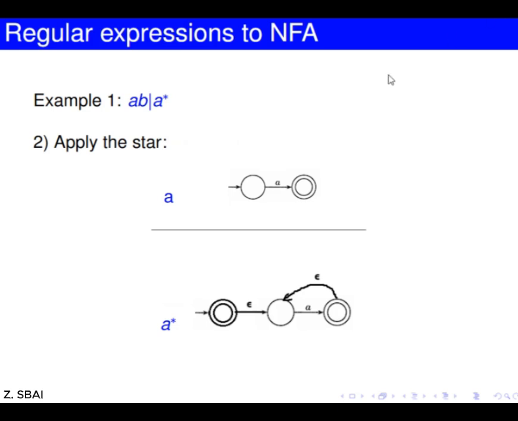Then we may apply the star to the symbol a. So we'll take the automaton related to the language a and apply the star operator on it, which says that from the final state we are going back to the initial state via an epsilon transition, and we are adding an initial state which is also an accepting state and will relate it to the old initial state via the transition epsilon.